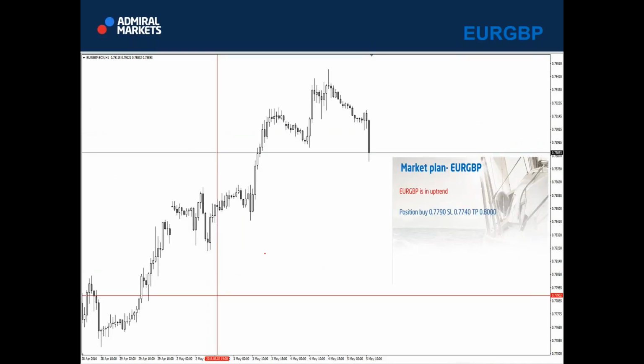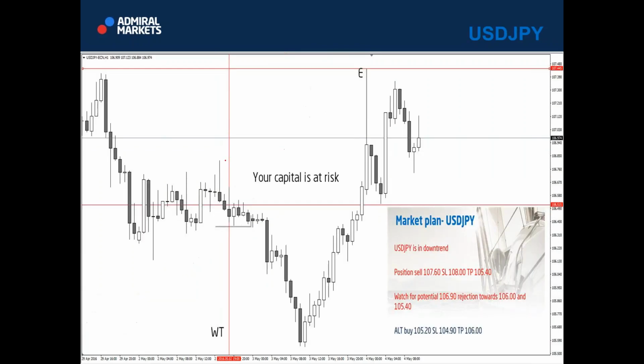Euro GBP, well, we got our trend correctly captured, but unfortunately it didn't make a pullback towards our POC. So it was in uptrend, target was hit, almost hit, but unfortunately didn't make a pullback.